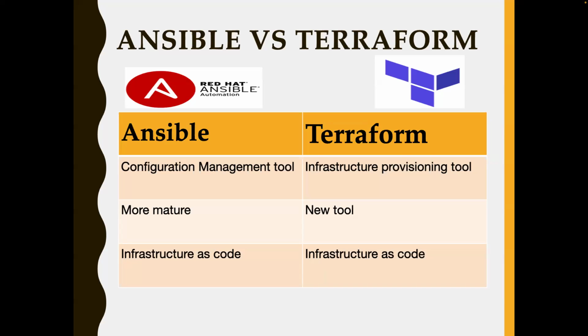See, Terraform can be used to provision the infrastructure. It can be used to configure as well. But Ansible is great at configuring the infrastructure, whereas Terraform is for provisioning the infrastructure. And Ansible is a more mature tool, and Terraform is quite a new tool. Both use the concept of infrastructure as code.